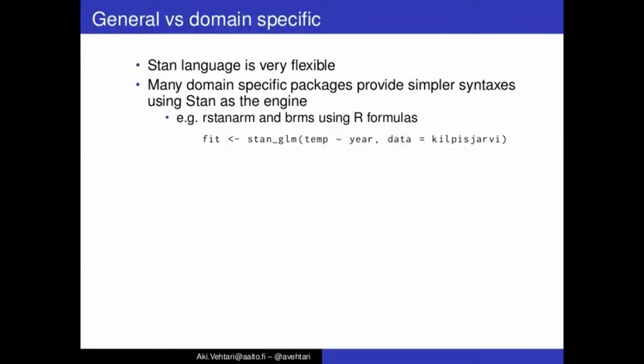The Stan language is very flexible, so it's possible to write endless different types of models, which of course also means that with a flexible language there's more work describing even just one model. There are also these domain-specific packages which are built on top of Stan, which then provide simpler syntax for a reduced set of models. For example, RStanArm and BRMS are R packages which use these simplified R formulas. And so, for example, here, a linear model predicting temperature given year can be written in just one line.